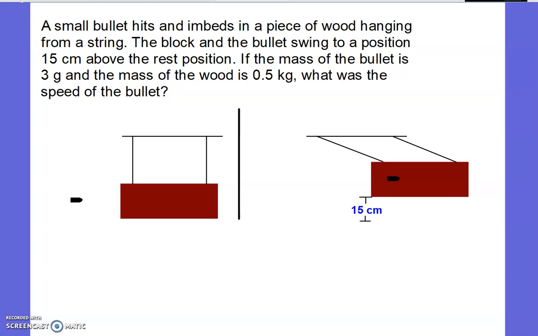So when we look at this type of problem, the first thing we notice is that there is a collision. And no matter what type of collision, we know that momentum is conserved. So we want to approach this problem as a conservation of momentum problem. We start with the block and the bullet separate. And the bullet is moving, but the block is stationary.